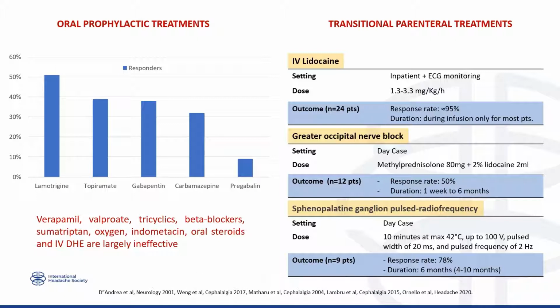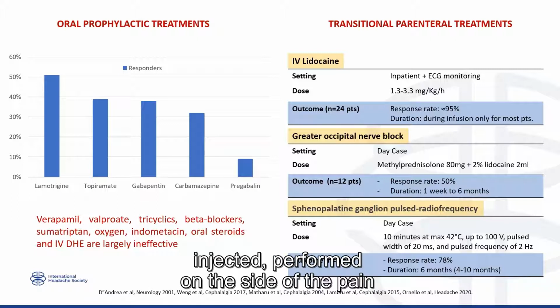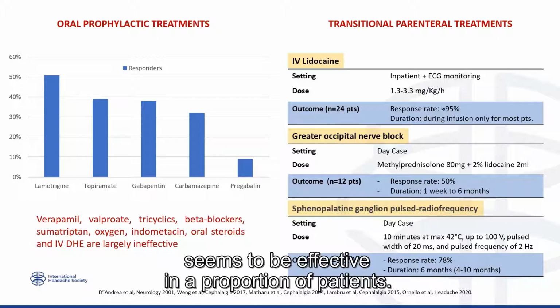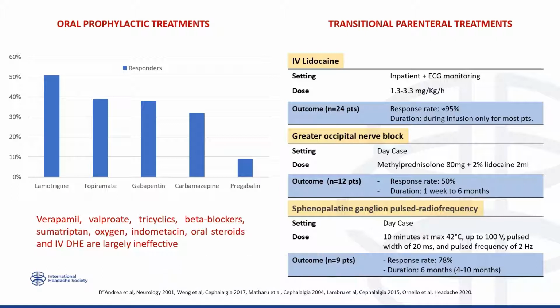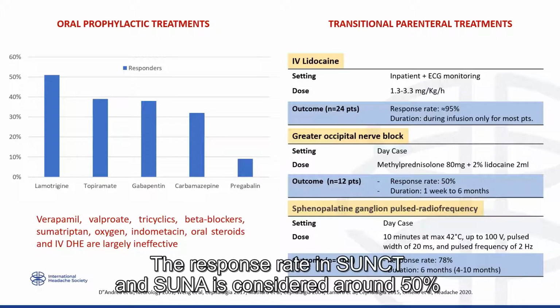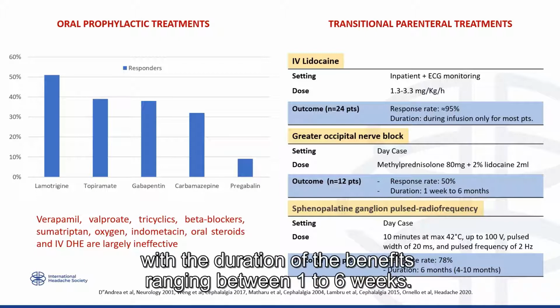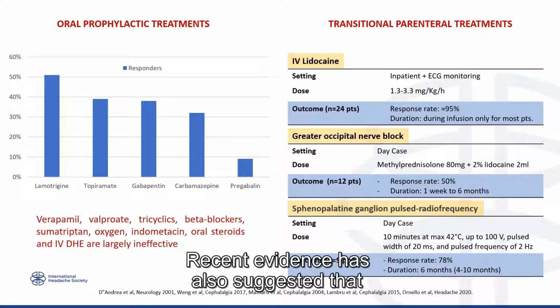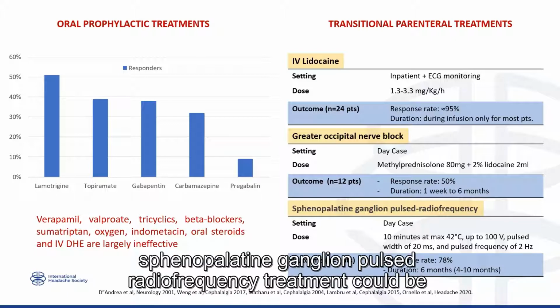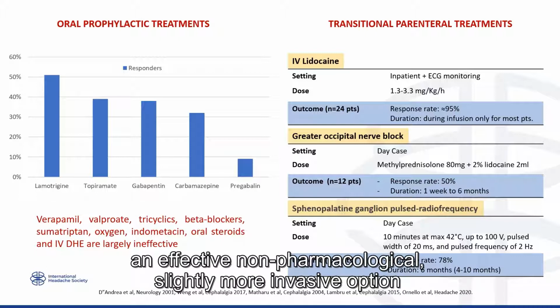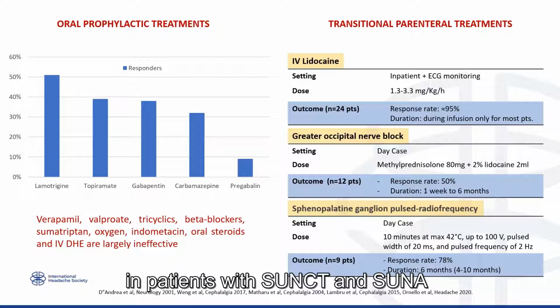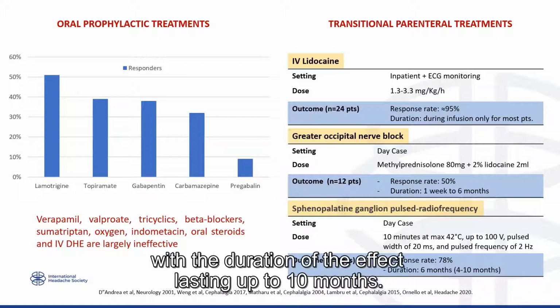Greater occipital nerve blocks performed on the side of the pain seem to be effective in a proportion of patients. The response rate in SUNCT and SUNA is considered around 50%, with the duration of the benefits ranging between 1 to 6 weeks. Recent evidence has also suggested that sphenopalatine ganglion pulse radiofrequency treatment could be an effective non-pharmacological, slightly more invasive option in patients with SUNCT and SUNA, with a duration of the effect lasting up to 10 months.